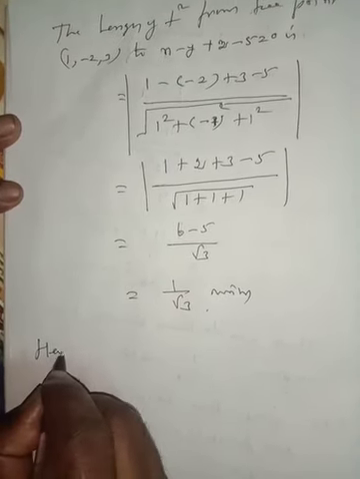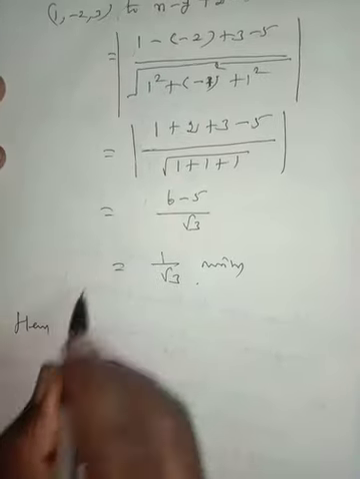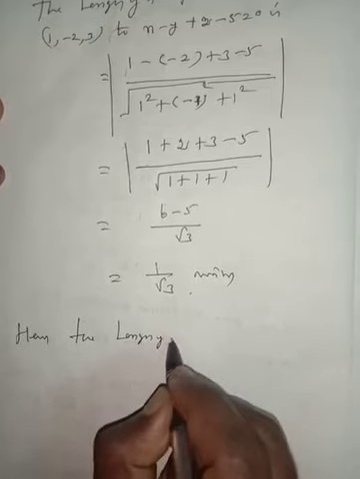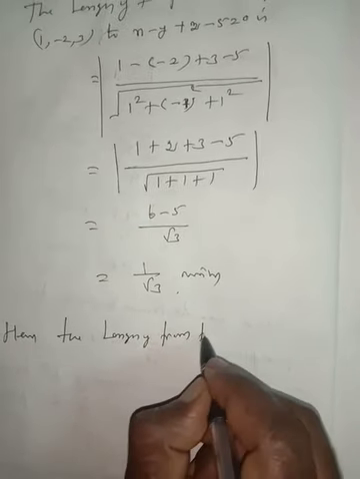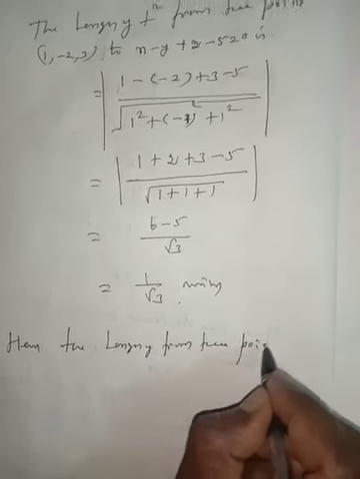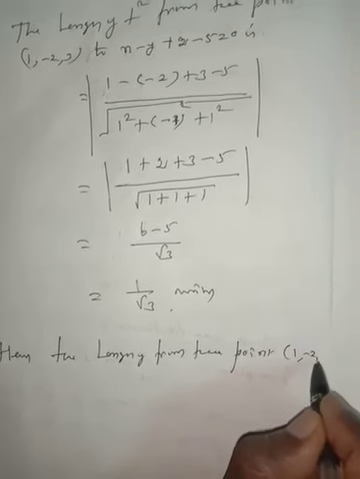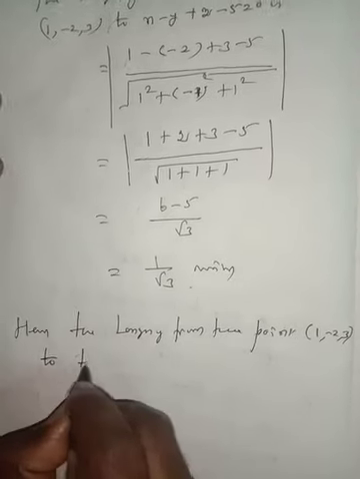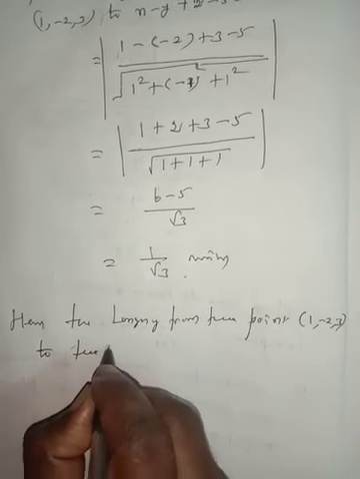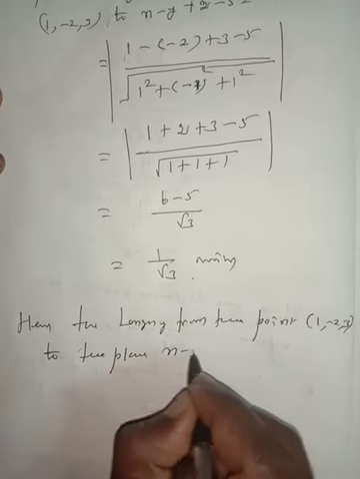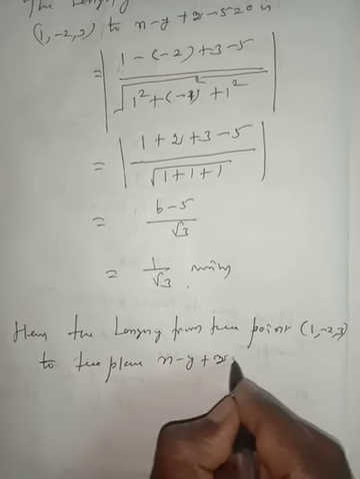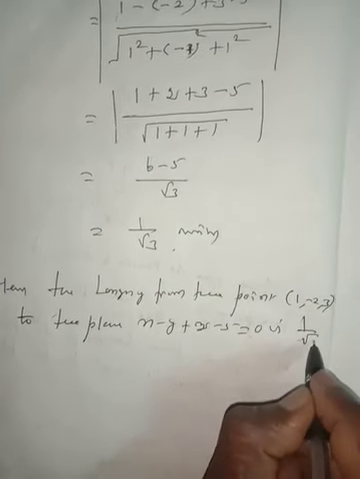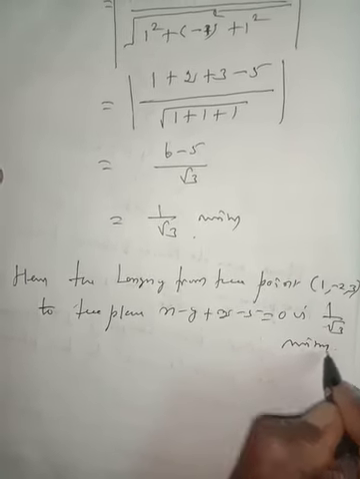Hence the length of perpendicular from the point (1, -2, 3) to the plane x minus y plus z minus 5 is equal to 0 is 1 by root 3 units.